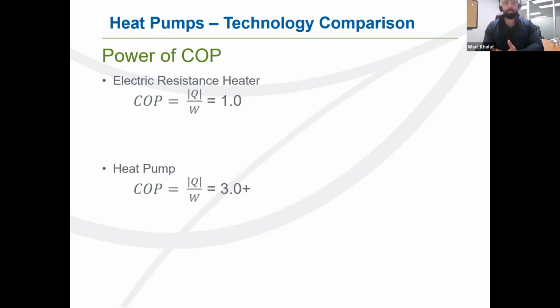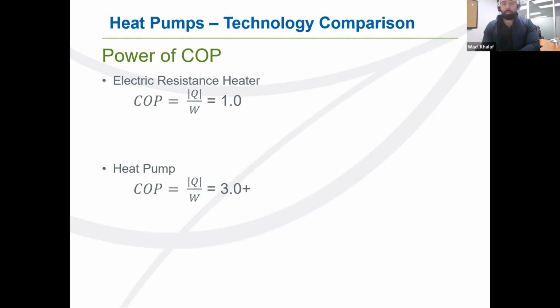So the easiest comparison is really looking at an electric resistance heater or just an electric heater, the COP, we are going to assume it to be 1 or as close to 1 as possible. So all the electrical input I input into this device is going to be translated into thermal energy. So for 1 kilowatt of electrical energy I put in, I'm going to get 1 kilowatt of thermal energy out.